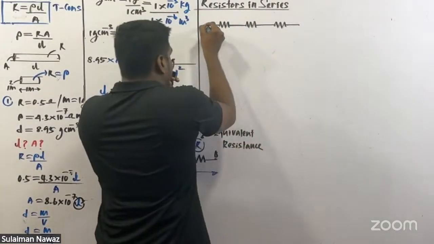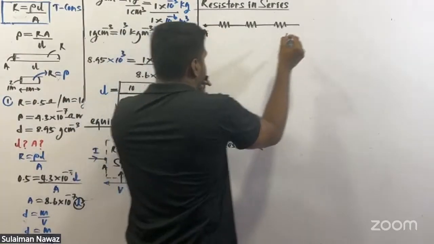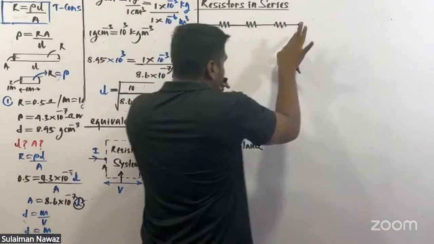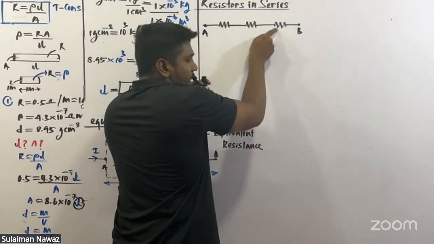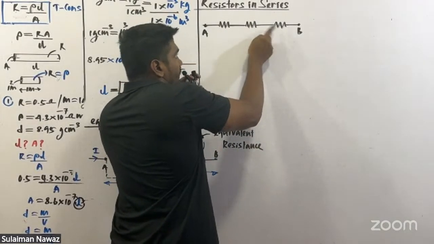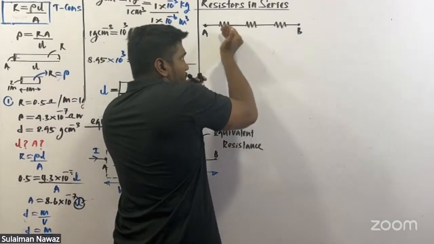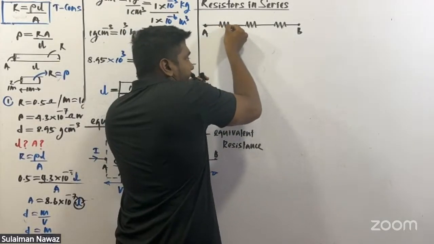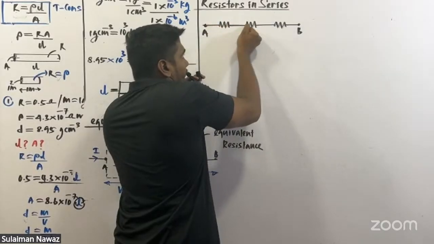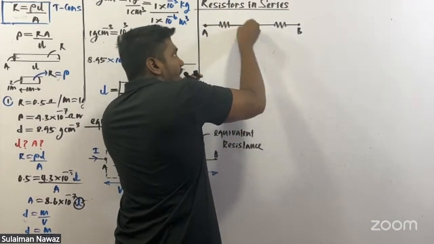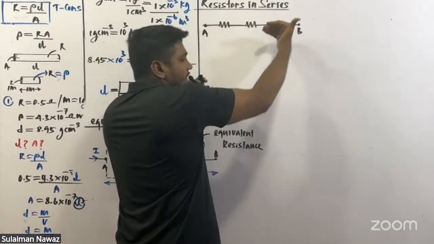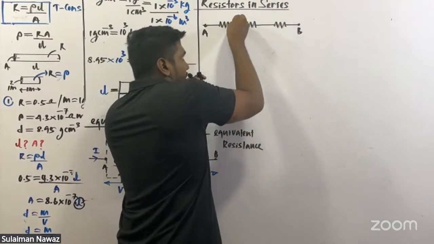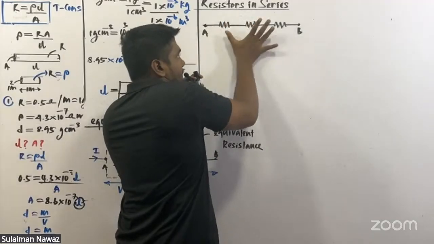So between the terminals capital A and capital B, understand that the resistors are connected one by one by using conductive wire. We understand that these three resistors are in series. That's why we call it a resistor system in series.